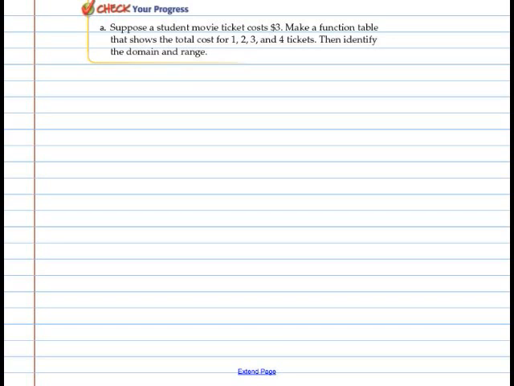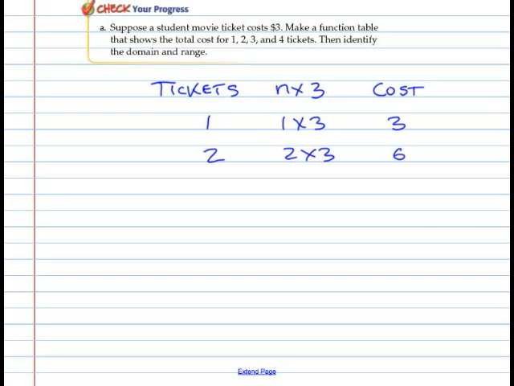Suppose a student movie ticket costs $3. Make a function table that shows the cost of 1, 2, 3, and 4 tickets. Then identify the domain and the range. Okay, so we have tickets, and we have cost. Our function rule would be n times 3. So 1 ticket is 1 times 3, which is 3.